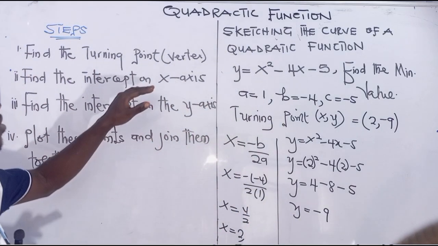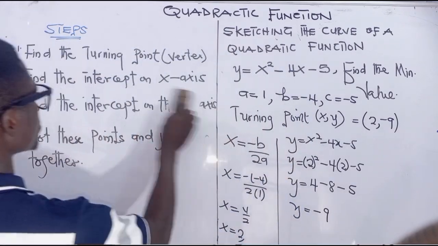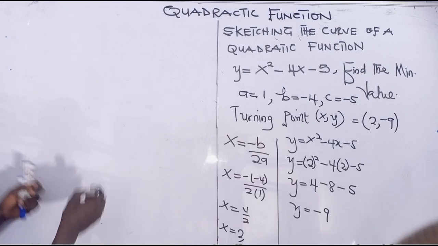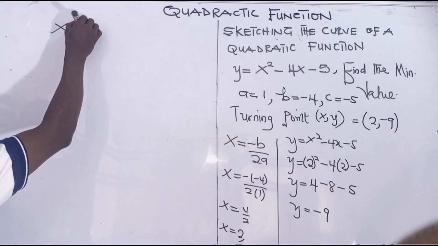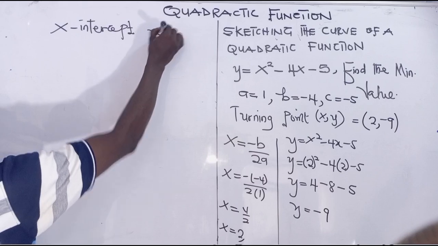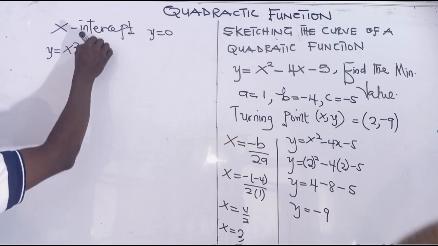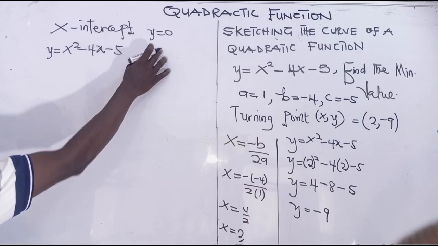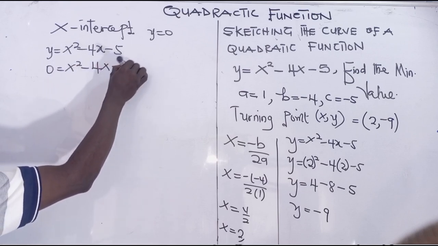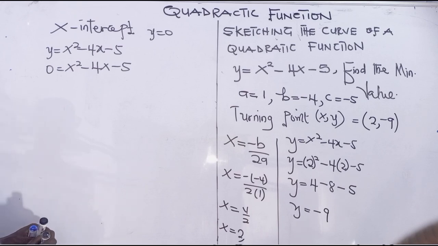Once we find the turning point, we find the intercept on the x-axis. So on the x-intercept, y is equal to 0. So we are saying that y is equal to 0. So we have 0 is equal to x squared minus 4x minus 5. So this is a quadratic equation, so we have to solve it to find the value of x.